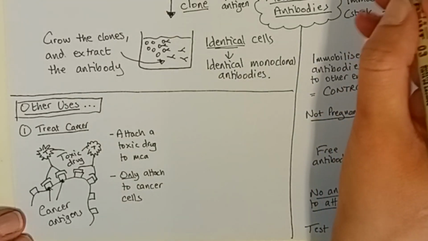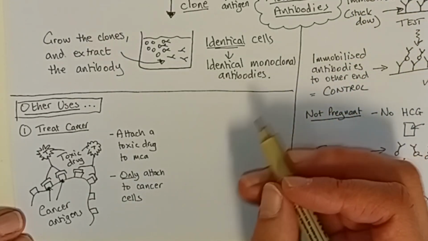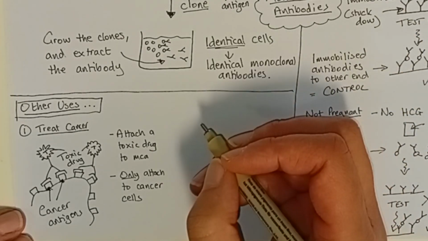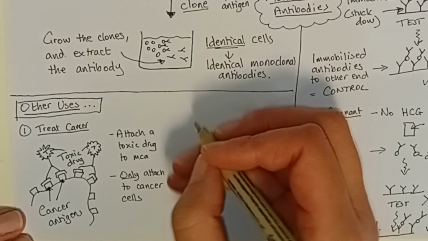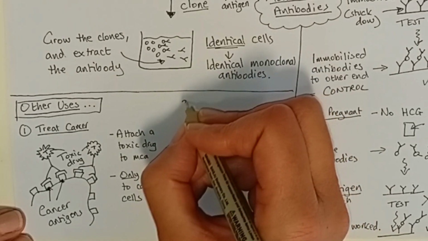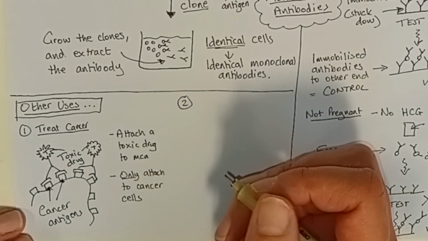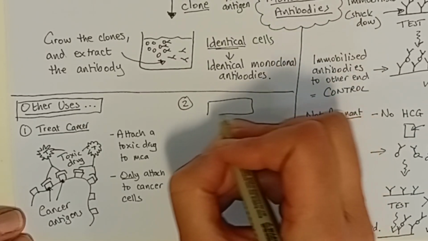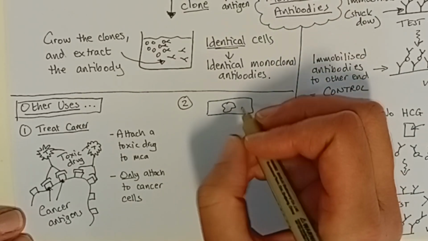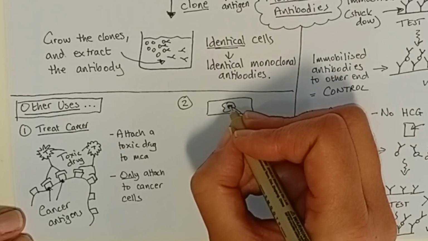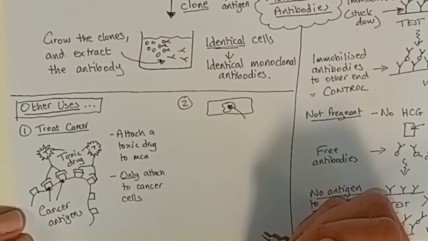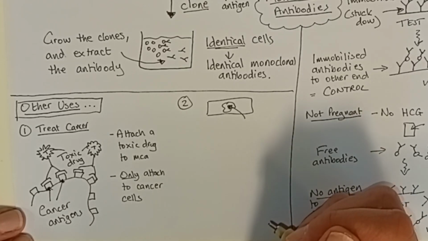And a bit like in this test, we can use it to identify substances, not just in pregnancy tests or COVID tests, but we can use it to identify anything. For example, we could add it to a microscope slide with a sample on it, and we could squirt some monoclonal antibodies on to a substance, and then it will stick to the cells if the substance is there, and we can identify it.